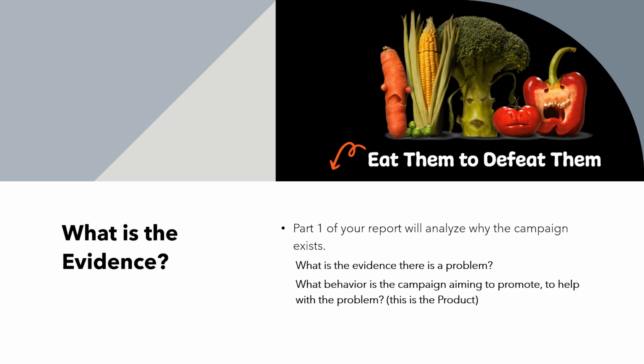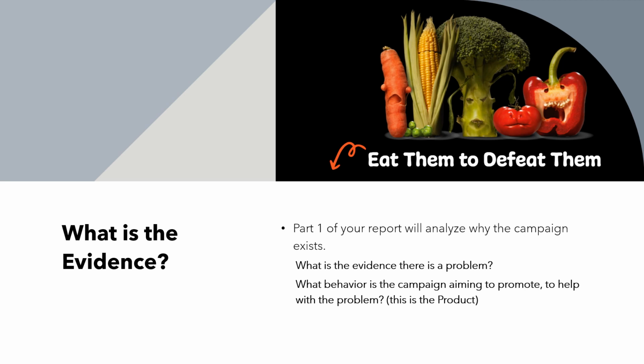And so for the purpose of this lecture, we're going to use an existing campaign as a case study. And this campaign is out of the UK. It's called Eat Them to Defeat Them. And this is a campaign aimed at getting kids to eat their vegetables. But first, we need to find the evidence. What is the evidence that there is even a problem? Are kids not eating their vegetables? And why is that a problem?